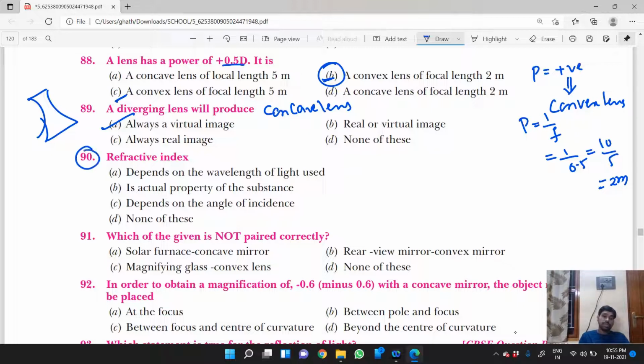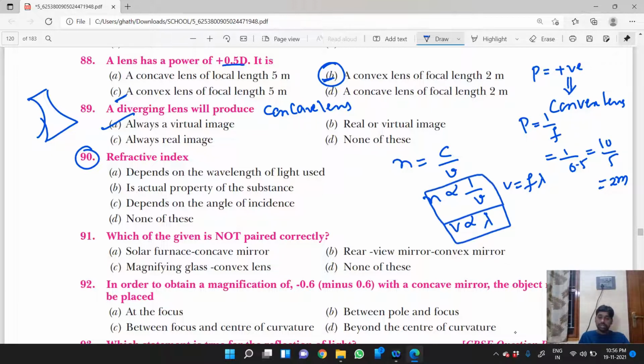Question number 90, refractive index. Refractive index depends upon what? Refractive index n is equal to c by v, where c is a constant, so n is inversely proportional to v. According to wave theory, v is equal to f lambda. f is a constant during refraction, so v is directly proportional to lambda. So these two relations are clear for us.